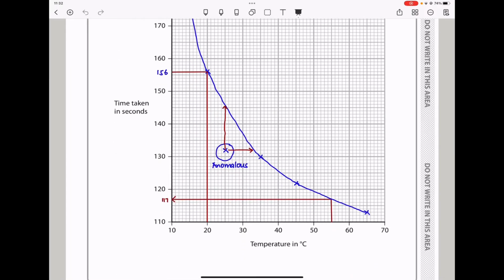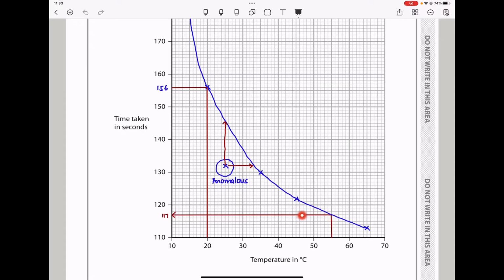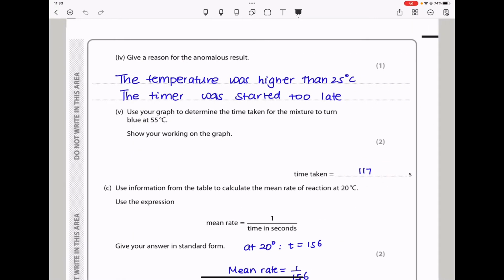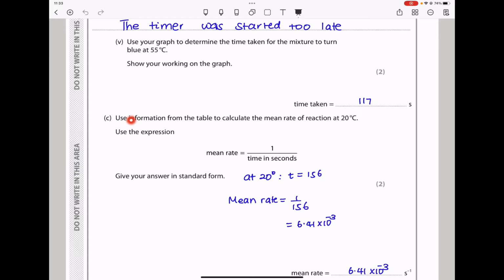At 55 degrees, we can see the time taken is 117. So here I said 117 seconds. And next I say use information from the table to calculate the mean rate of reaction at 20 degrees Celsius. Use the expression mean rate is 1 divided by time in seconds.